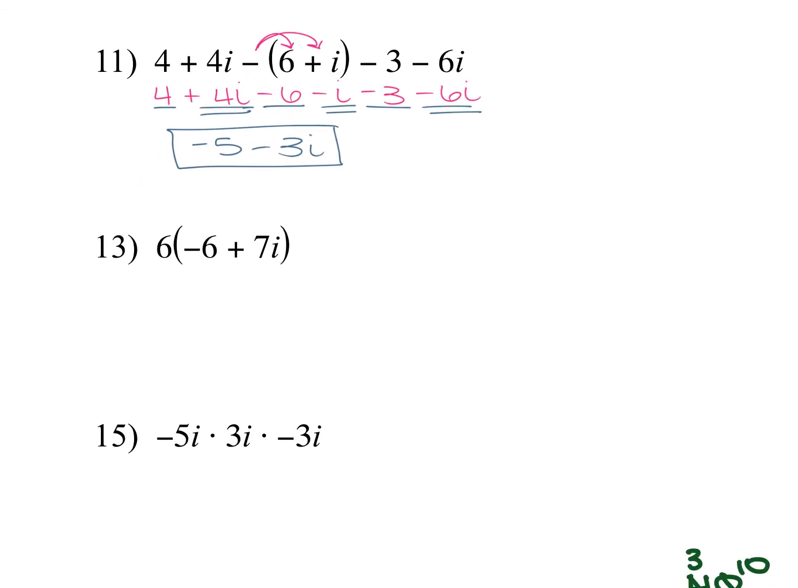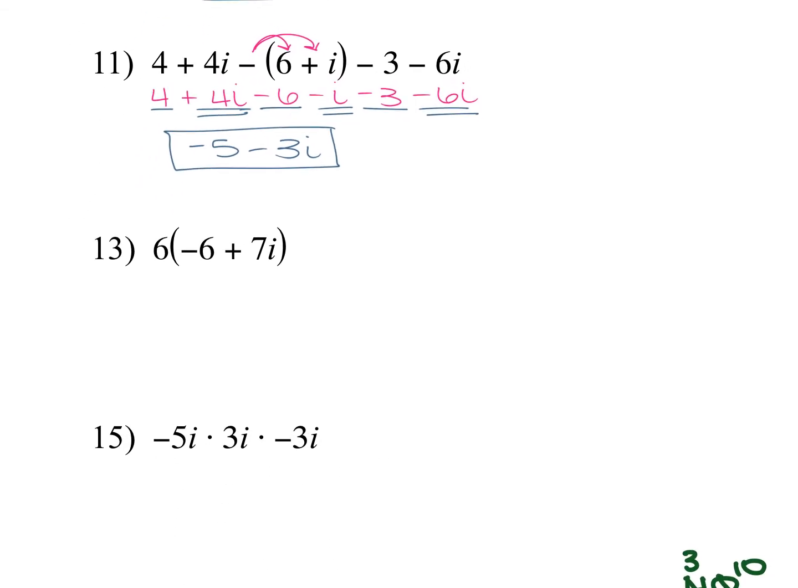For 13, we get into multiplying. For this one, we have 6 times negative 6 plus 7i. So we're going to distribute that 6 into the parentheses. 6 times negative 6 is negative 36. 6 times 7i is positive 42i. This is in a plus bi form. We do not have any like terms, so that is our answer.